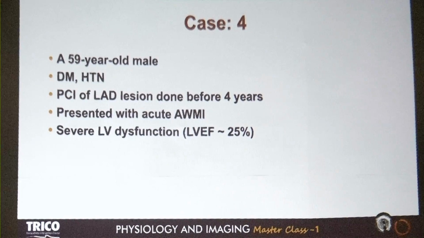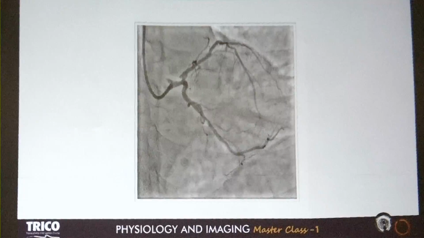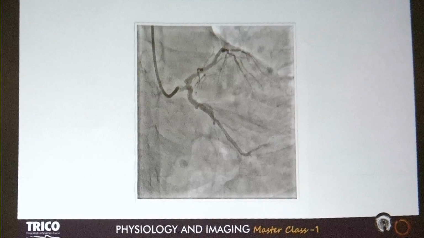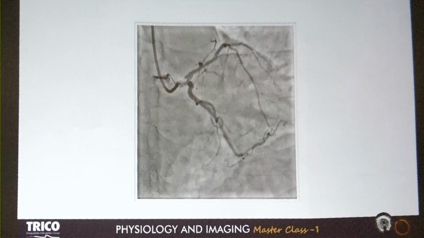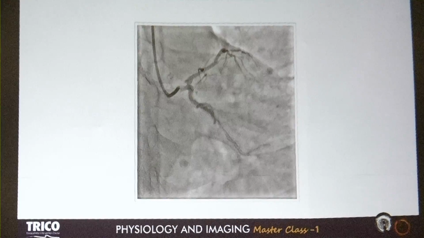This is another case where I am giving the history first. A 59-year-old gentleman, diabetes, hypertension, PCI of LAD lesion done 4 years before, again presented with anterior wall MI and severe LV dysfunction after 4 years. And this is the picture. Dr. Akasaka knows it because I learnt the diagnosis after seeing one of your cases. So I think we throw it open for others.